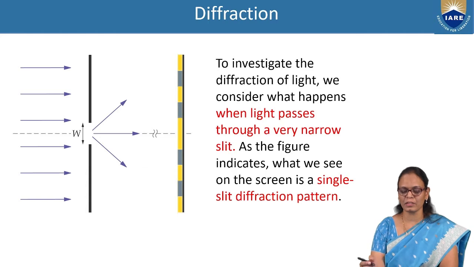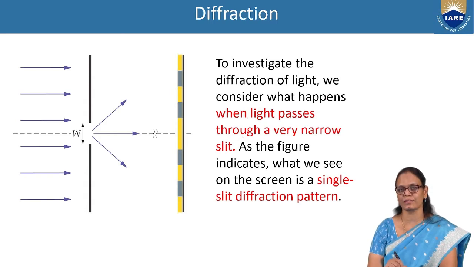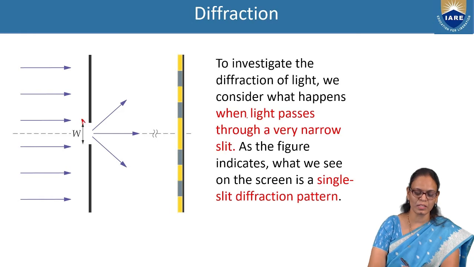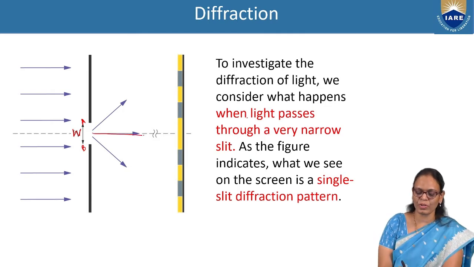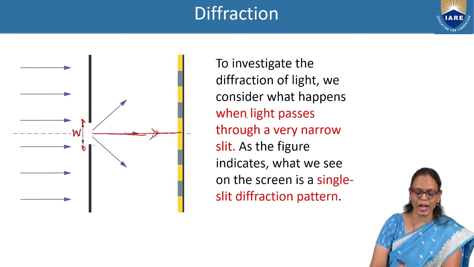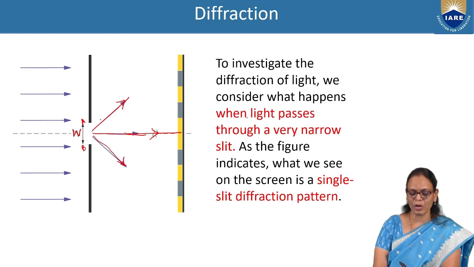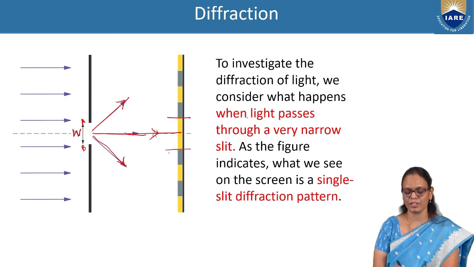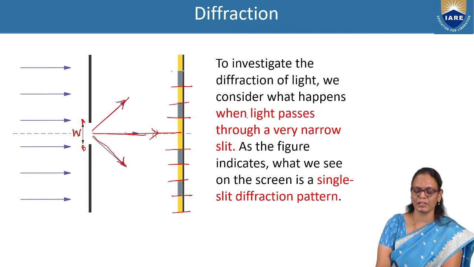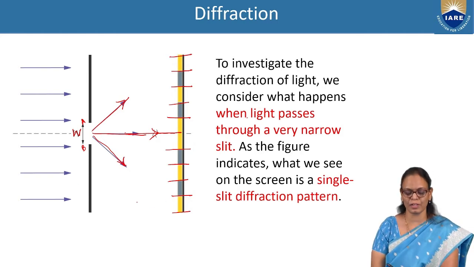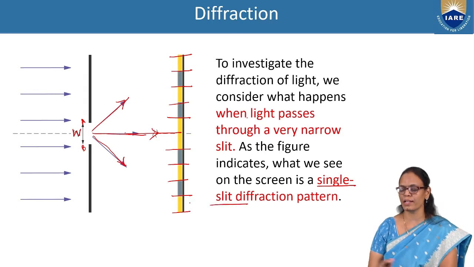Now let us see the diffraction pattern. To investigate the diffraction of light, we consider what happens when light passes through a very narrow slit. This is the slit, and W is representing the width of the slit. Now when light is incident on this, you have the light traveling straight, and also in other directions other than the direction of the incident light, you have the light rays. Because of this, you see a pattern like this on the screen. What you have is a central bright fringe, then a dark fringe, bright, dark, bright. Here also it is dark, bright, and so on. This is the type of pattern you see in case of single slit, and we call it a diffraction pattern.